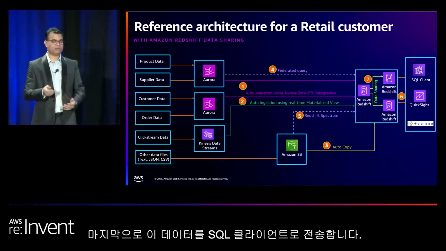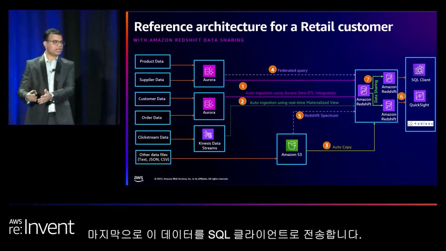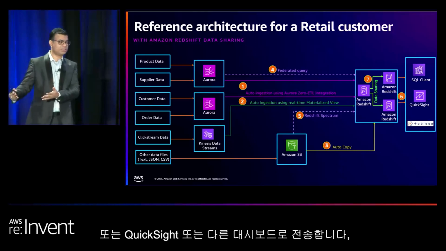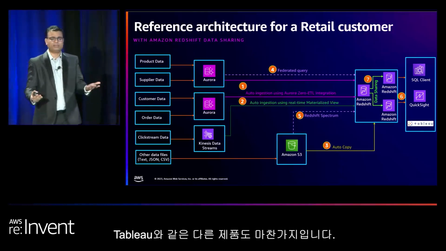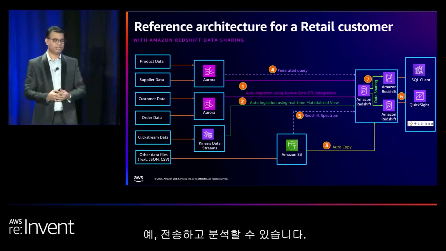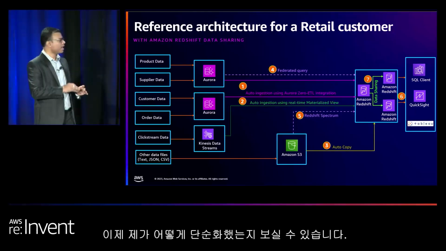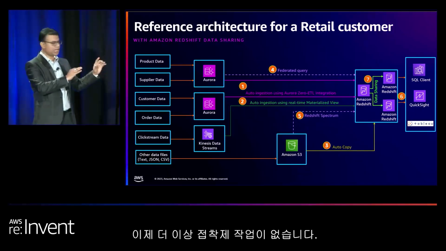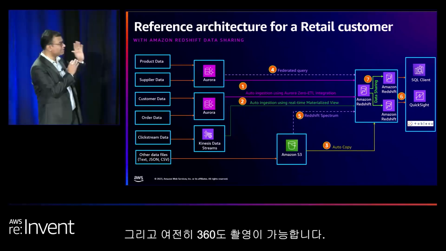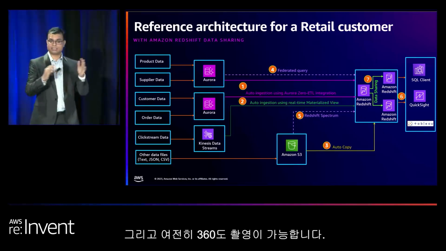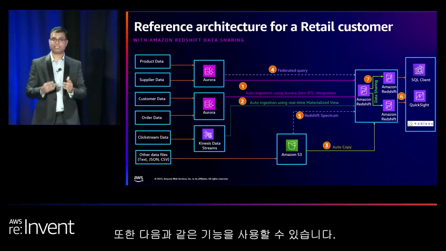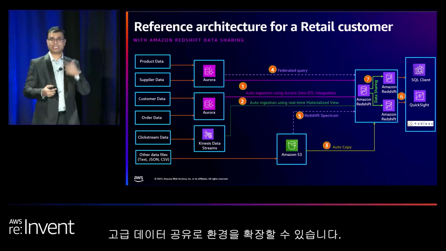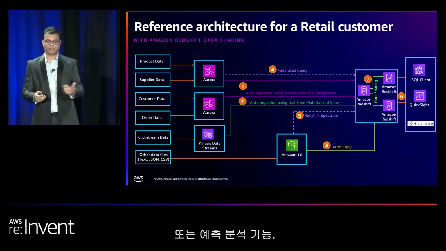And then finally, you send this data to your SQL clients or QuickSight or maybe different dashboards, even different products like Tableau. Yes, you can send it and analyze it. So now you can see how I have simplified the earlier architecture where you saw multiple Glue jobs. Now there are no more Glue jobs, and you are still able to have the 360-degree view of all your data, plus the ability to scale your environment with advanced data sharing and predictive analytics capabilities.